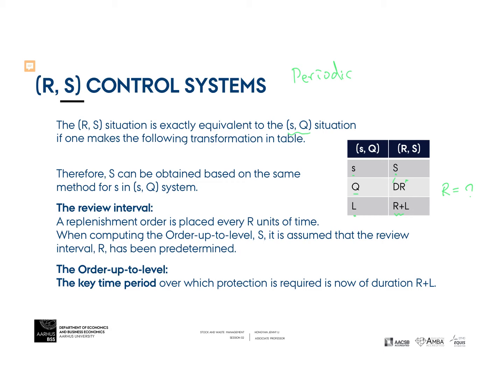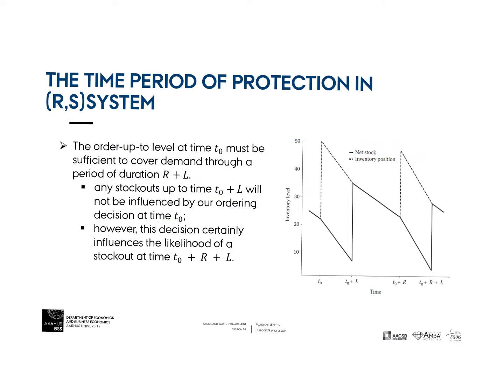Then we also have the decision variable of order up to level, capital S. For the order up to level, the key time period over which protection is needed is review period plus lead time. We can explain that further later in the graph or in the table illustration. Continuing with the last slide, we know the key time period in the periodic model is the duration of a review period R plus your lead time. So we continue with this analysis.